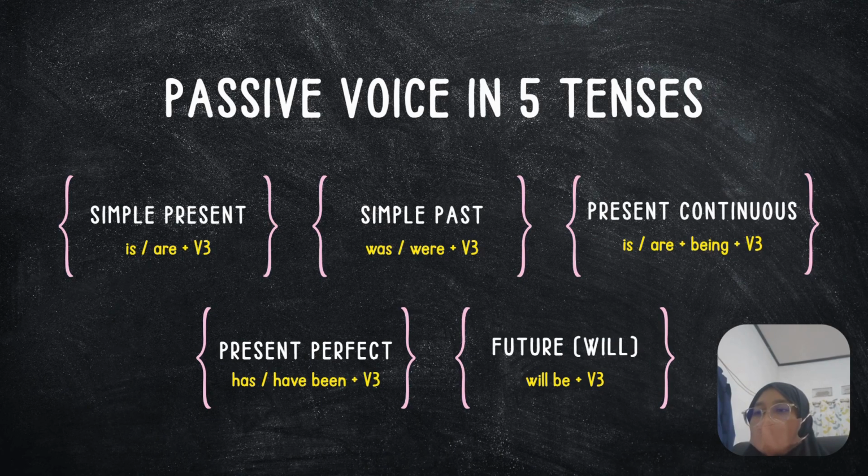They always use verb 3 because it's the formula of passive voice. So basically it has to be verb 3. Each of them has a different form of to be depending on the time. So remember, the thing that changes depending on the tense is the form of to be.